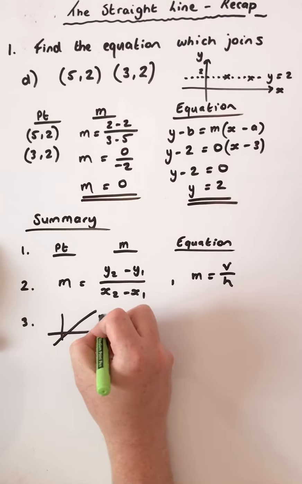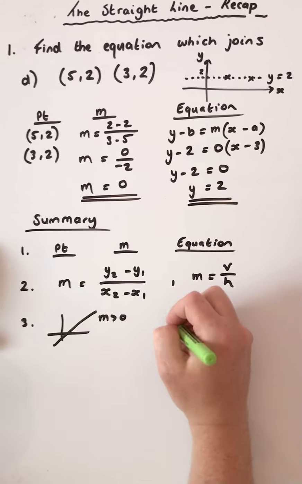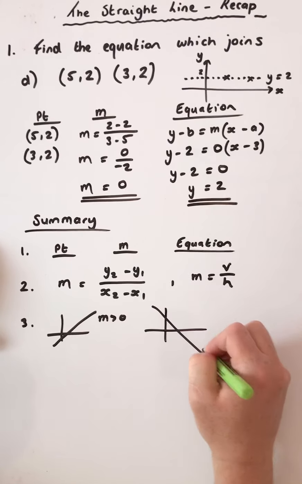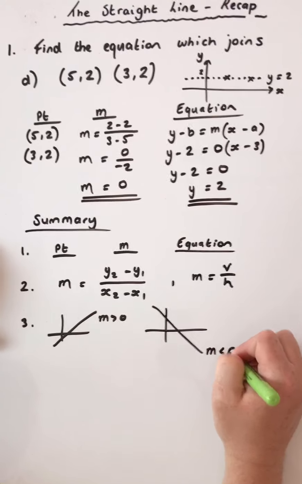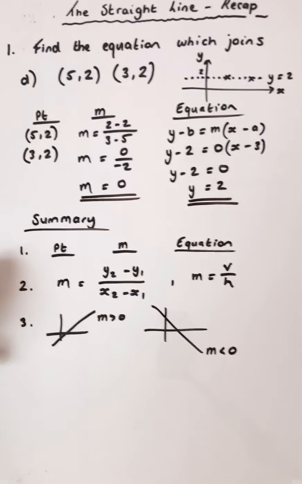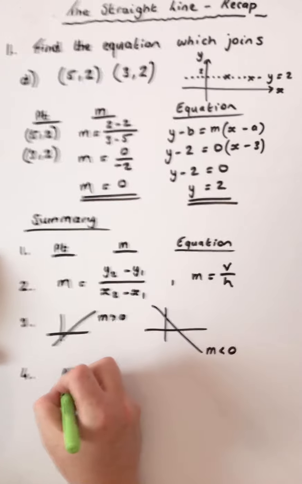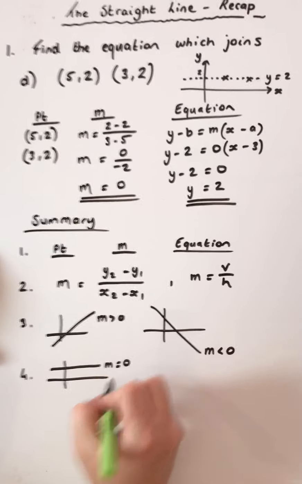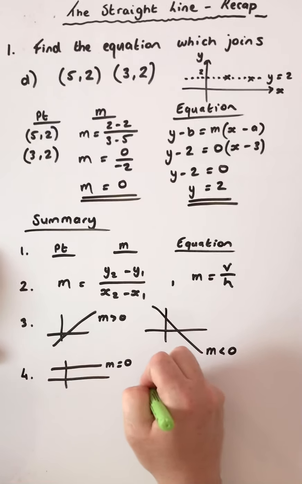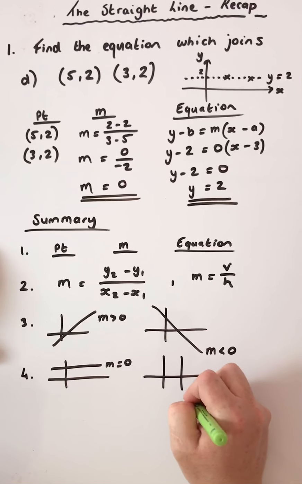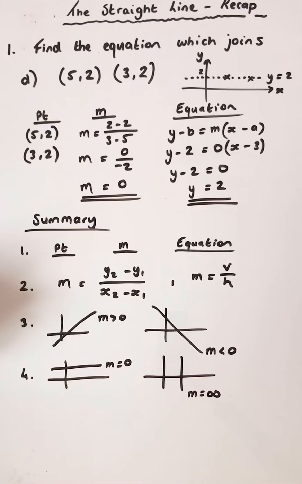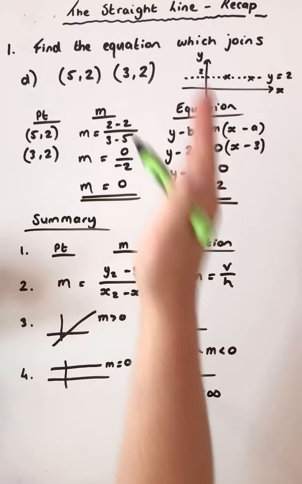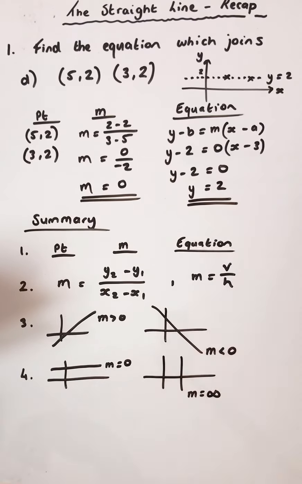Okay. What else do you know? Positive gradients go up from left to right. Negative gradients go down from left to right. No gradient. Undefined gradient. Okay, so definitely have a good viewing of this, right? Go over it, go over it, and go over it.